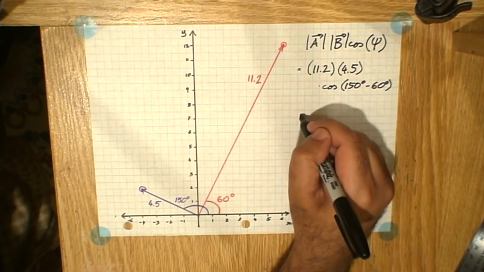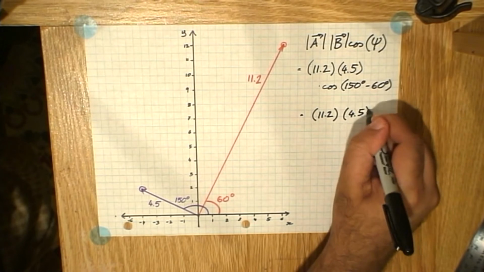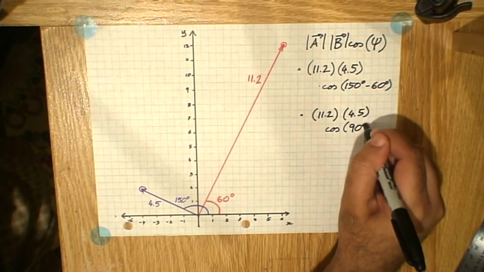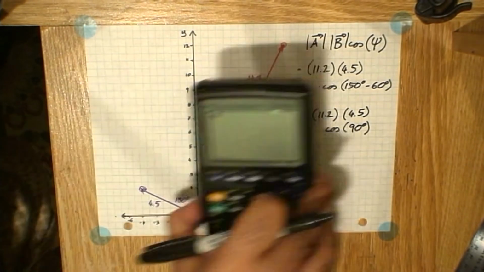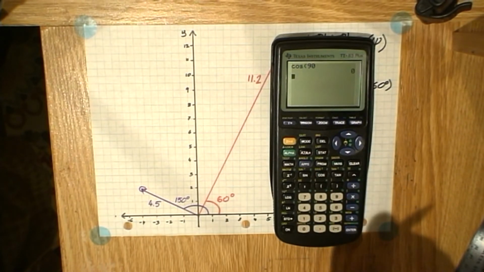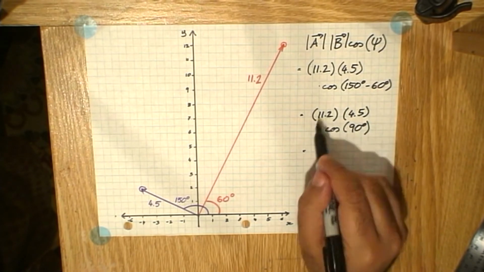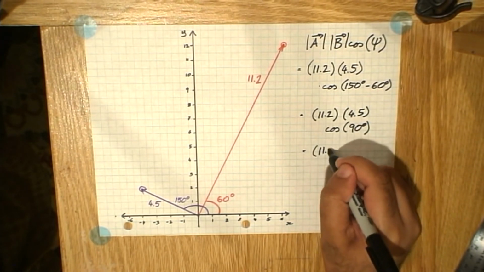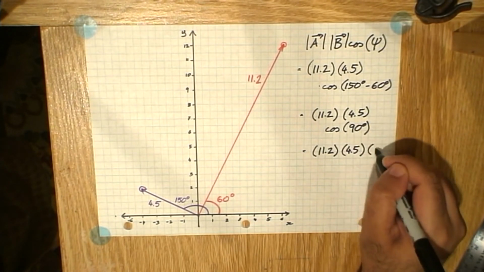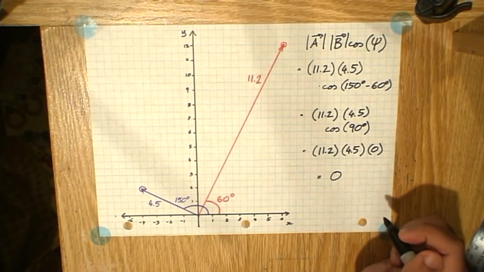So let's simplify this a little bit. 11.2 times 4.5 times the cosine of 150 minus 60, which is 90. So now let's solve this out. What is the cosine of 90 degrees? 0. So that means that this entire expression simplifies down to 11.2 times 4.5 times the cosine of 90, but that's 0, which means the whole dot product is also 0.